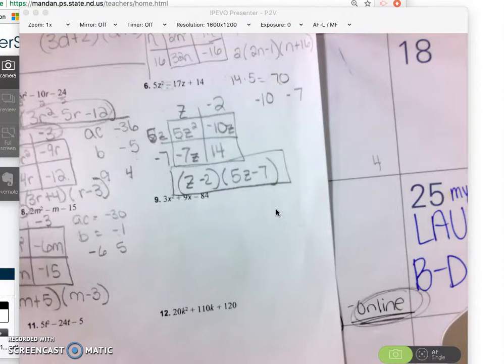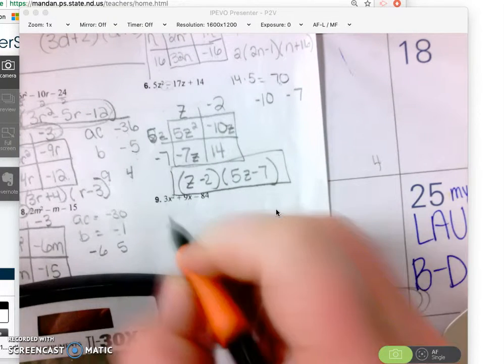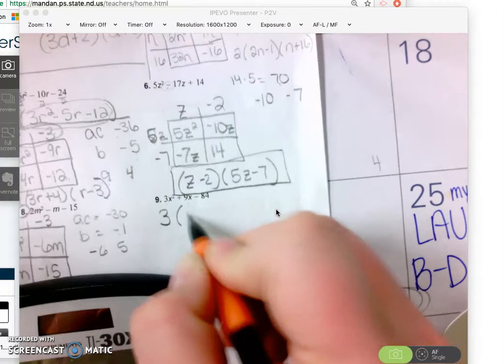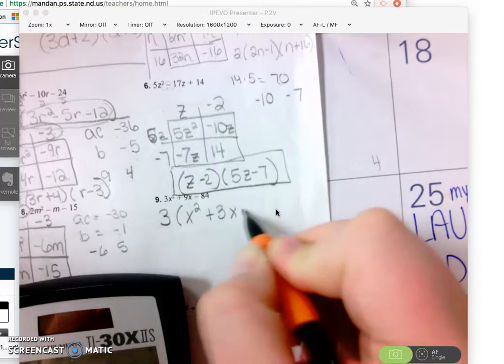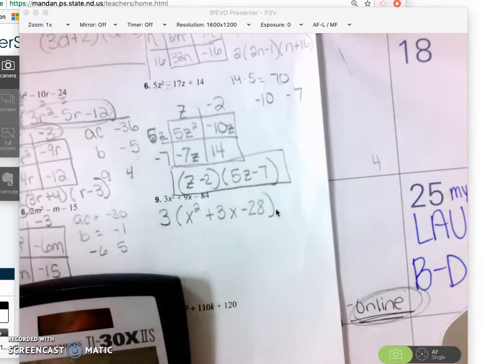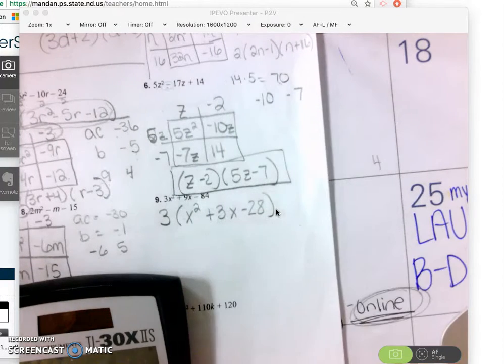84, so 84 can be divided by 3. So we can divide out a 3 out of all of these. So x squared plus 3x minus 28. Factors of 28 that add up to 3, because I don't have a coefficient anymore on my x squared. So factors of negative 28.